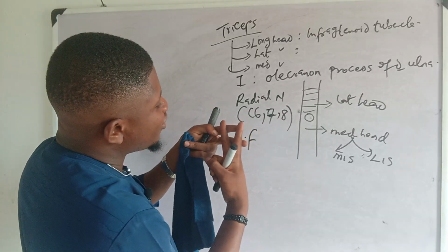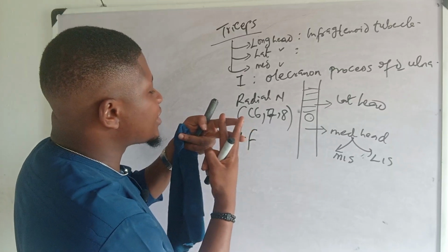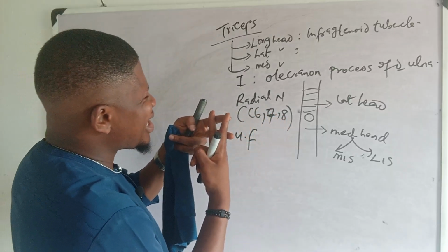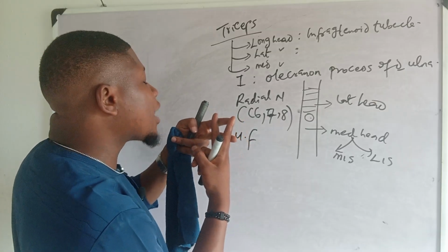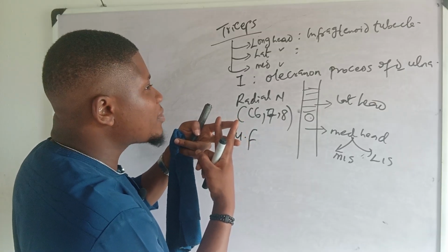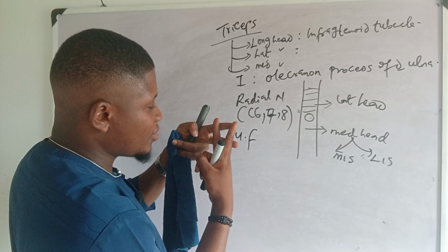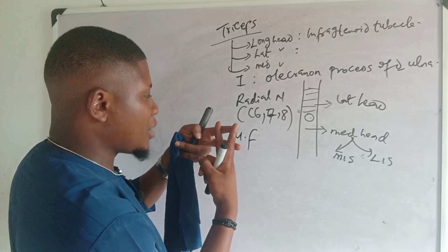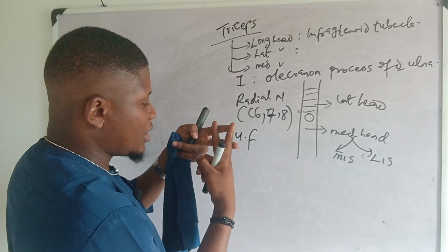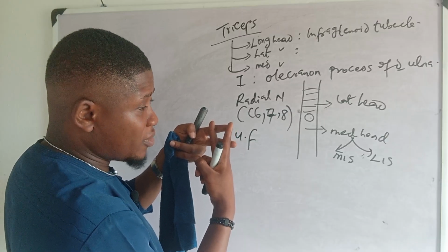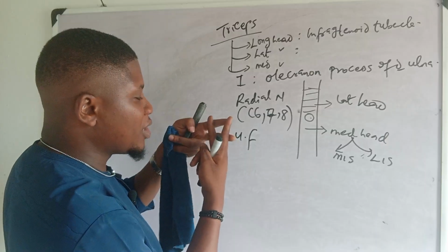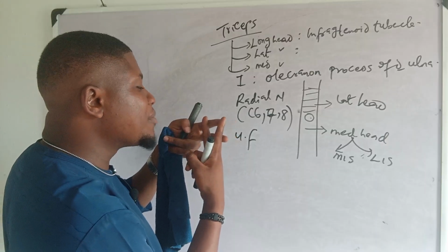So let me recap. Look at this. For upper triangular space, what does it form? It forms the lateral boundary. Then for quadrangular space, it forms the medial boundary. Then for lower triangular space, it forms the medial boundary. So the medial boundary of this.